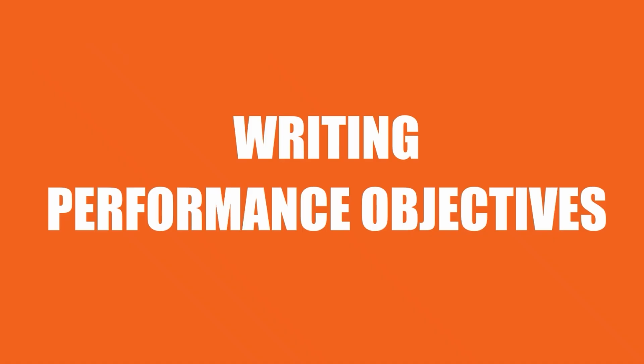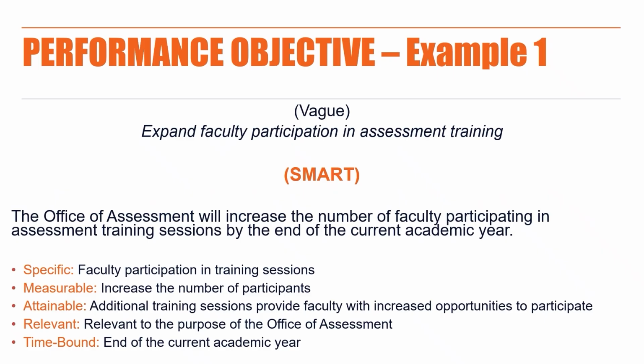Now that we have explored the characteristics of effective performance objectives and the SMART framework, the next step is learning how to write strong performance objectives. In the next few slides, we will look at examples that demonstrate how vague statements can be transformed into meaningful, SMART performance objectives that can be assessed effectively. Let's begin with our first example.